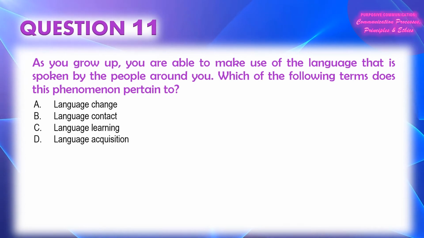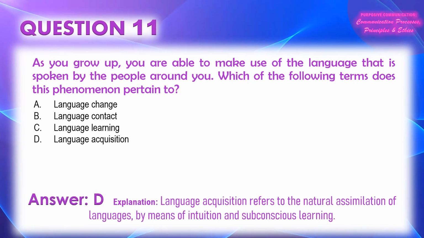Question 11. As you grow up, you are able to make use of the language that is spoken by the people around you. Which of the following terms does this phenomenon pertain to? Answer D. Language acquisition. Language acquisition is a process where one is able to make use of a language naturally as he grows up. This is usually the process in which people learn their native language or their mother tongue.